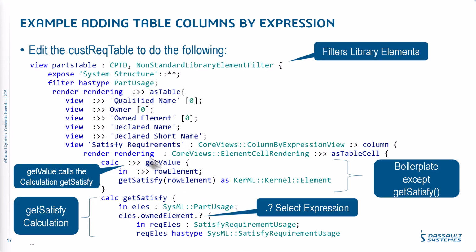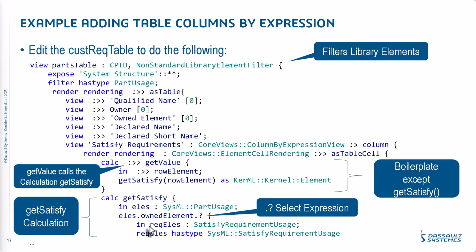Now this calculation can exist in your column or it could exist somewhere else. As long as you have access to it in this model, this calculation will work for the cell. So in our calculation here, we're passing in this Ellie's. This is a name that I just came up with. We're passing this in and we're expecting it to be part usages. And then we're getting its owned elements. And then we have this select expression. So we're going to select all the elements, and now I'm giving it a different name, reqLEs, that are satisfy requirements.